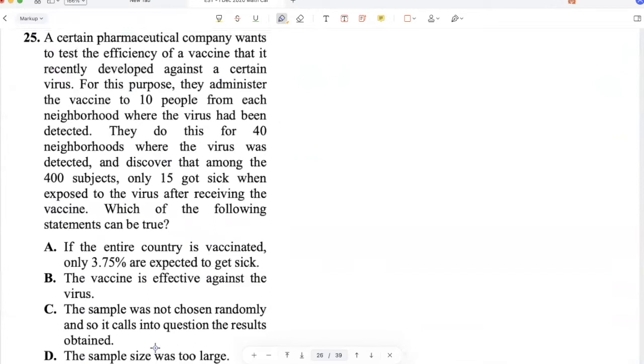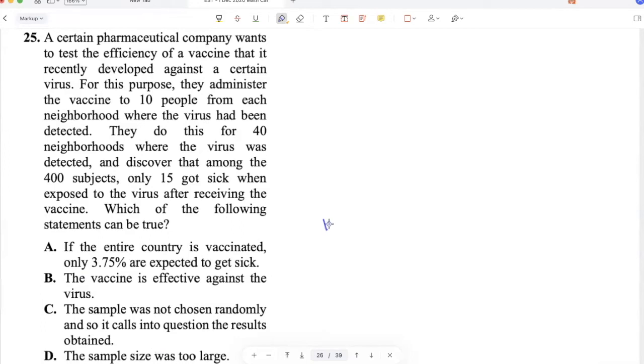A certain pharmaceutical company wants to test the efficiency of a vaccine that it recently developed against a virus. For this purpose, they administer the vaccine to 10 people from each neighborhood where the virus had been detected. They do this for 40 neighborhoods where the virus was detected and discover that among the 400 subjects, only 15 got sick when exposed to the virus after receiving the vaccine. Which of the following statements is true? If the entire country is vaccinated, only 3.75% are expected to get sick.